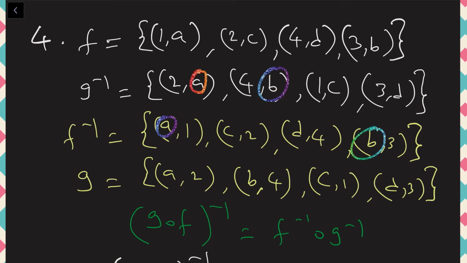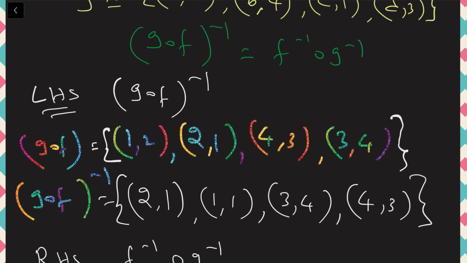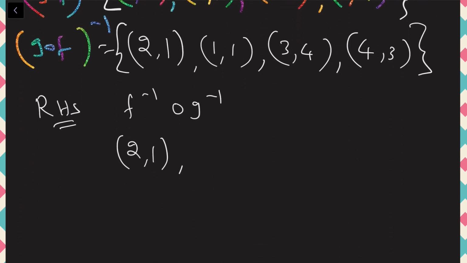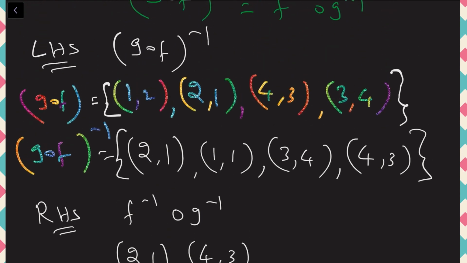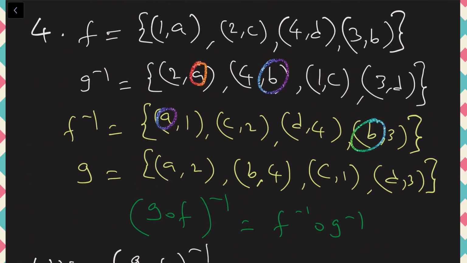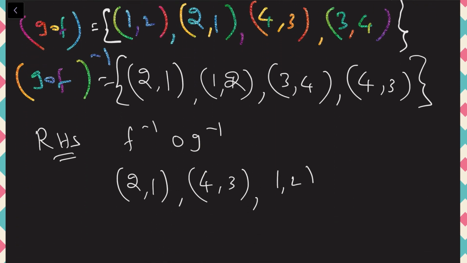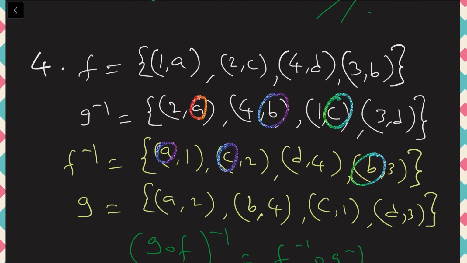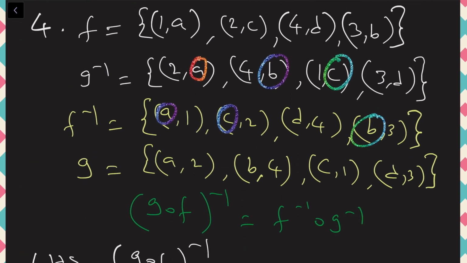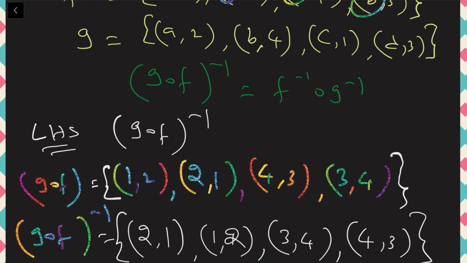Here b, here b, if we remove, we will remain with 4 comma 3. Oh, sorry, here it is 1 comma 2, right? Next, if we remove here c and here c, we remain with 1 comma 2. Here d, if we remove, we will get 3 comma 4.